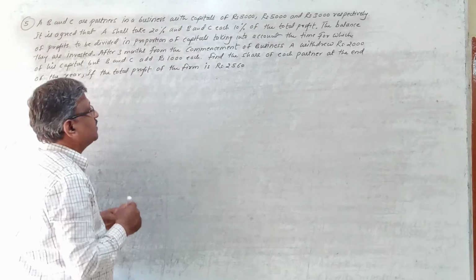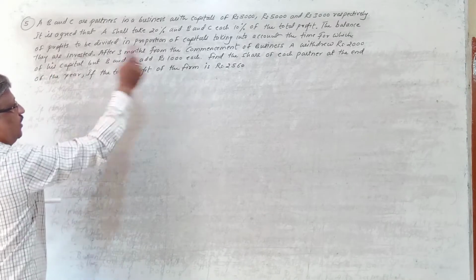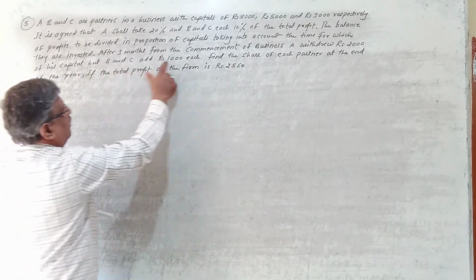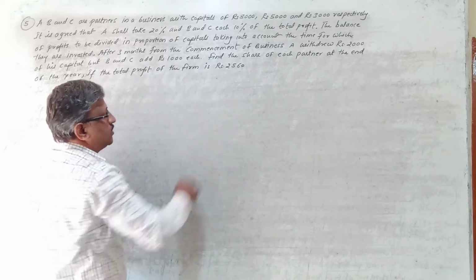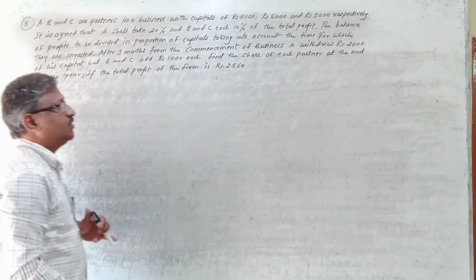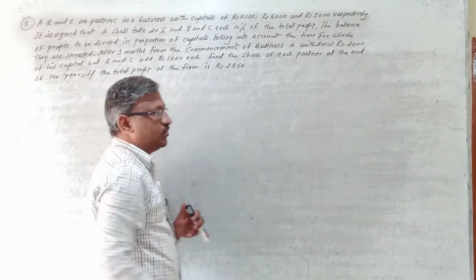So far as A is concerned, let me first complete reading the problem. Here A has withdrawn 2,000, and B and C have invested 1,000 rupees each into the business. The question is: find the share of each partner at the end of the year if the total profit of the firm is rupees 2,560.